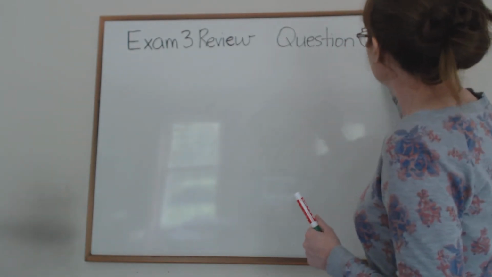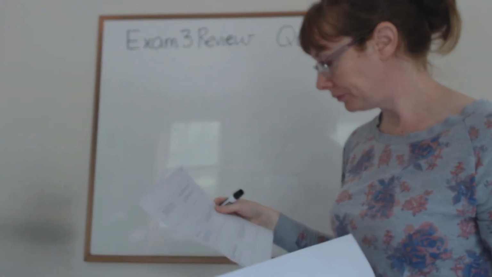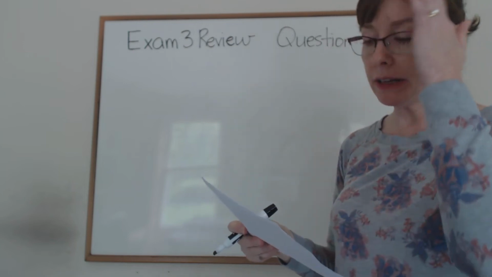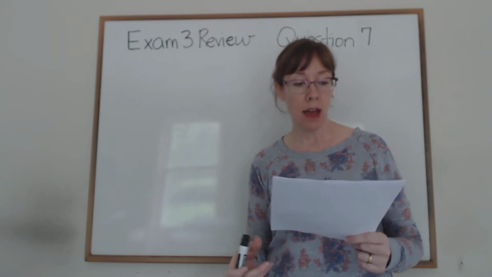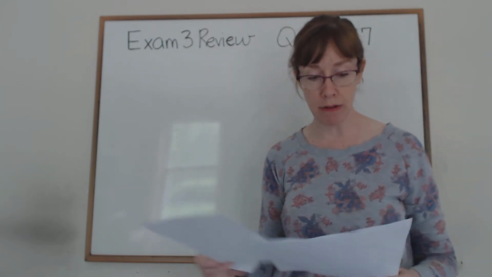Question number 7. How many unpaired electrons are in an arsenic atom? Which orbital sublevel are they in? Identify the 4 quantum numbers of the very last electron in arsenic's orbital diagram.